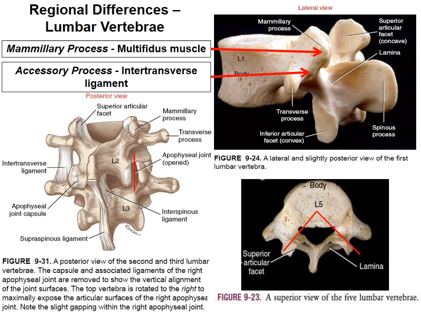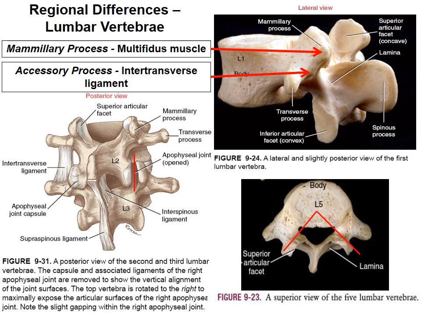On the top right picture, I've pointed out two specific features that relate to that stability. The mammillary process is for a muscle called multifidus, which we'll deal with in the next set of lectures, and the accessory process is for a ligament called the intratransverse ligament. Both this muscle and this ligament provide significant stability in the region and provide proprioceptive feedback and movement in the region.